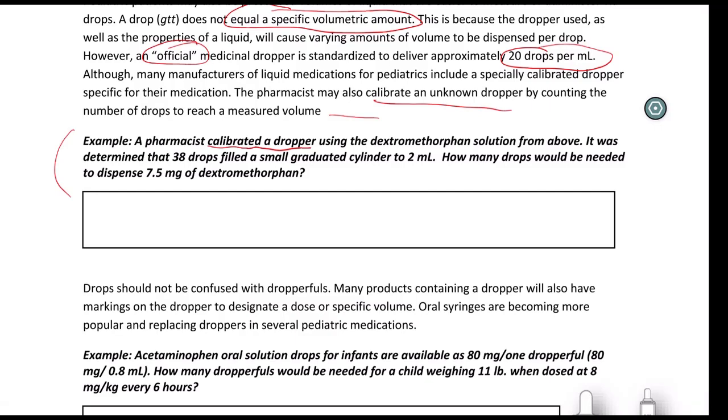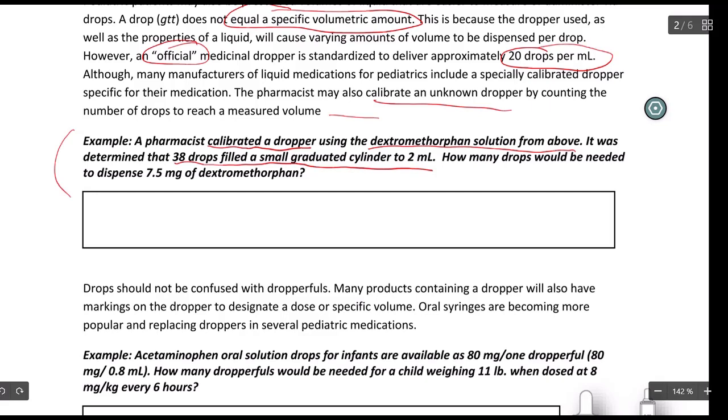That's all it means. So they're using the dextromethorphan solution from above, right? And instead of doing it by teaspoons, they want to do it by drops. So instead of giving it by a liquid amount, we're going to do it by drops. It was determined that 38 drops fill the graduated cylinder to 2 mLs.